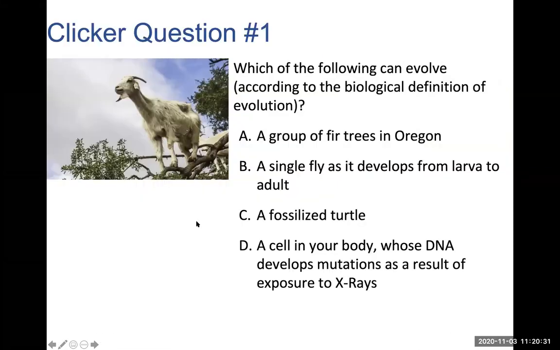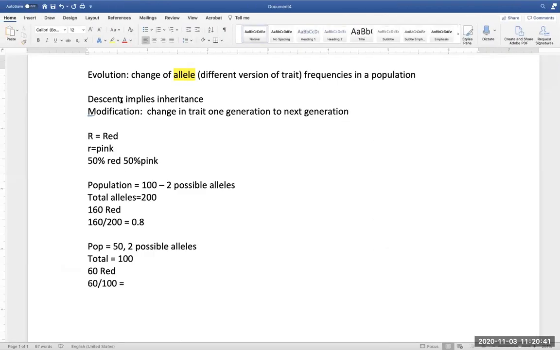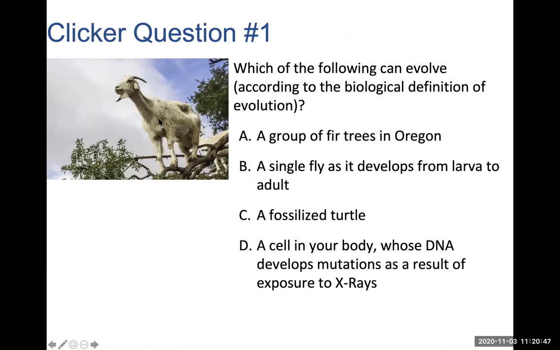So I have a question for you guys. Which of the following can evolve according to the biological definition of evolution? This is the biological definition of evolution: descent with modification. Those are your options.